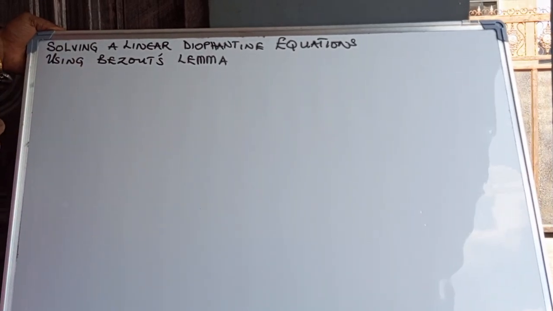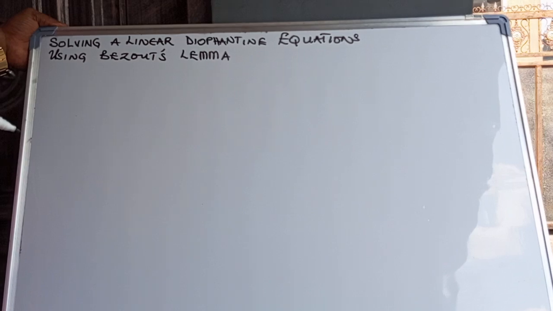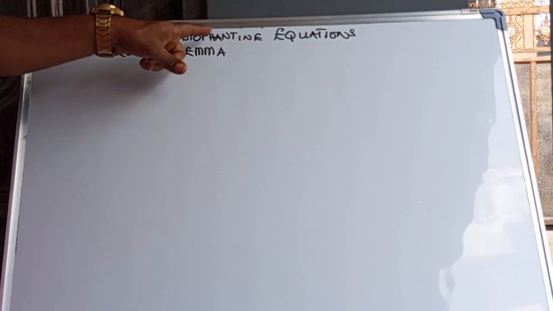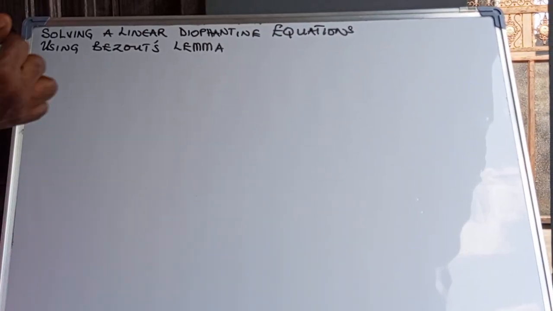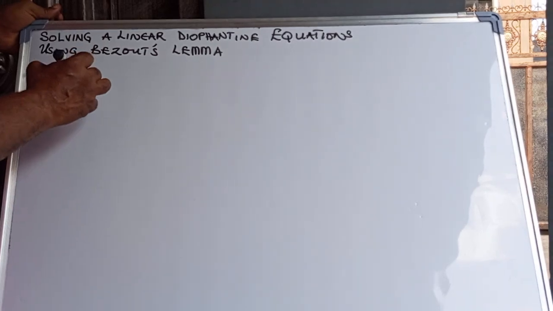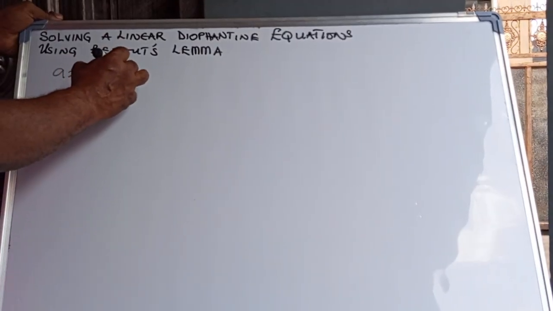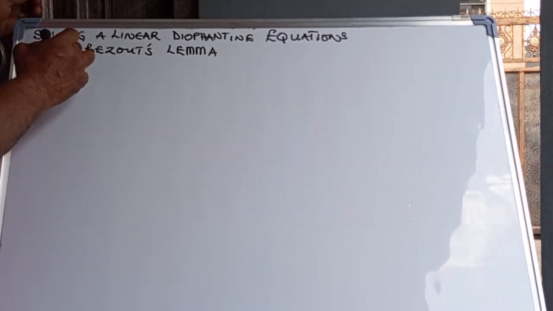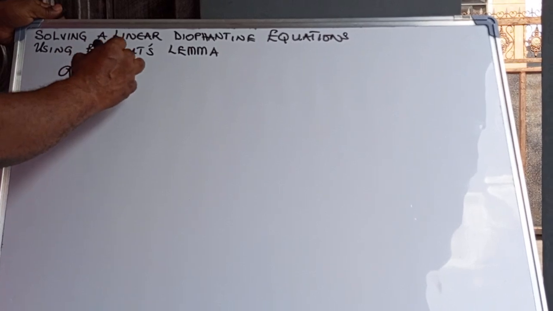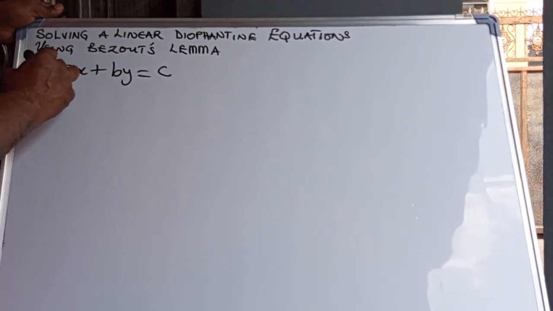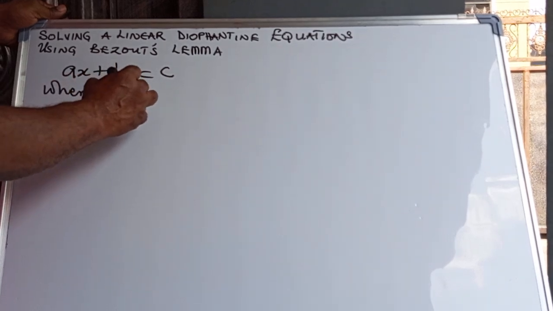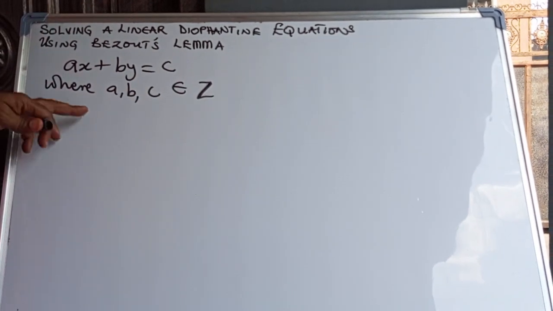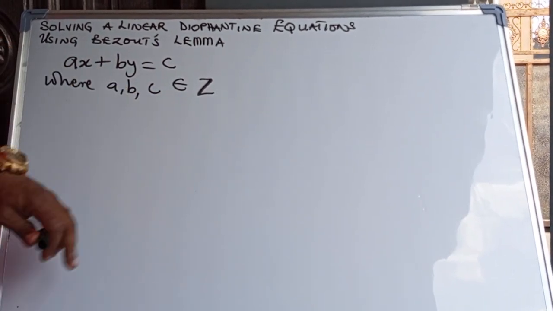Welcome to our video today, still on number theory, and now our focus is on using Bezout's lemma to solve linear Diophantine equations. A Diophantine equation is an equation of the form ax plus by is equal to c, where a, b, and c are all integers.